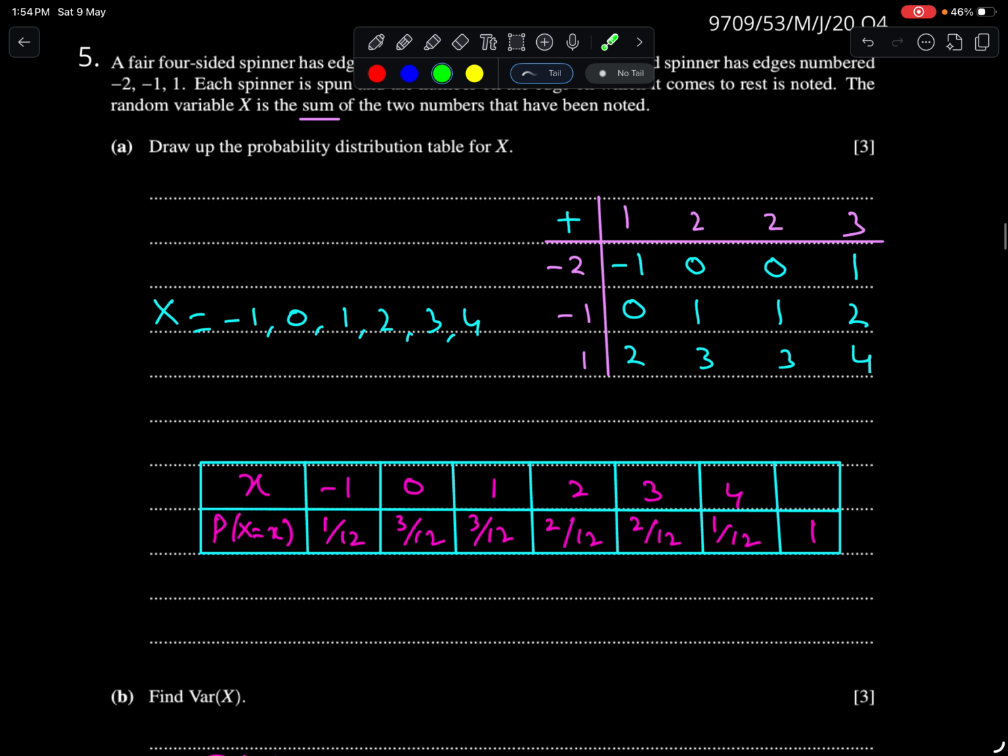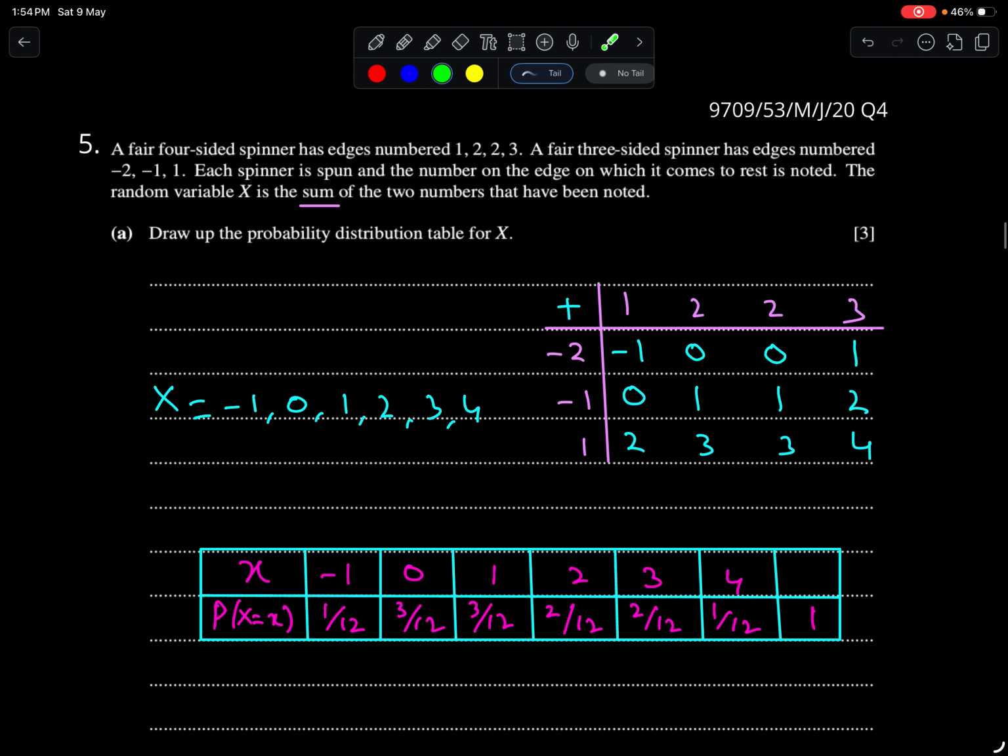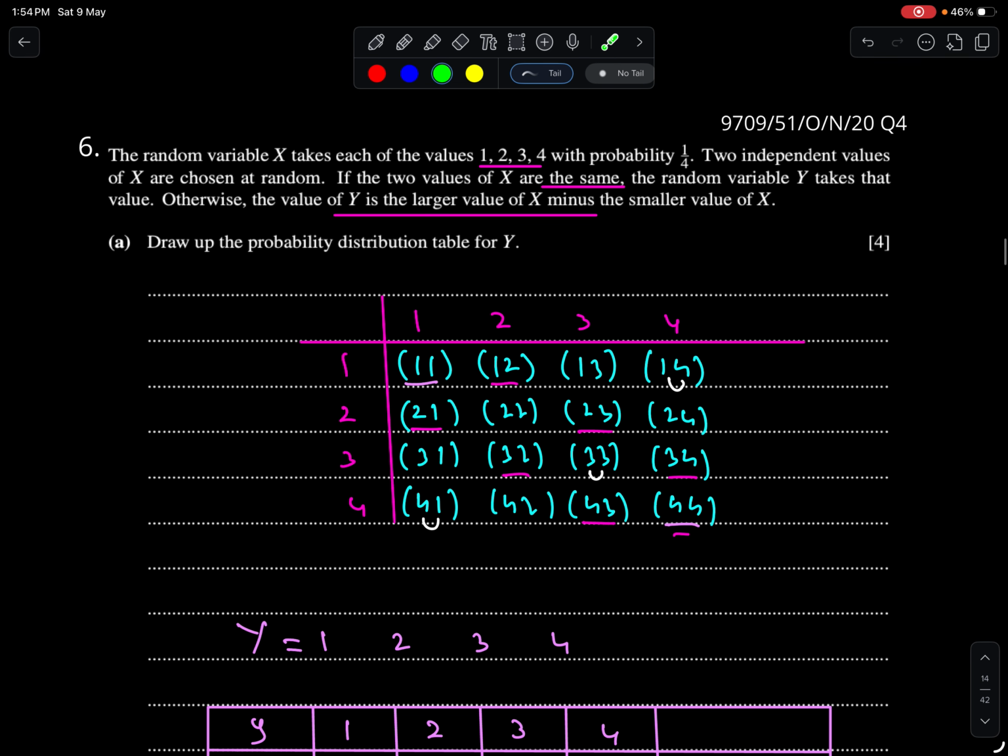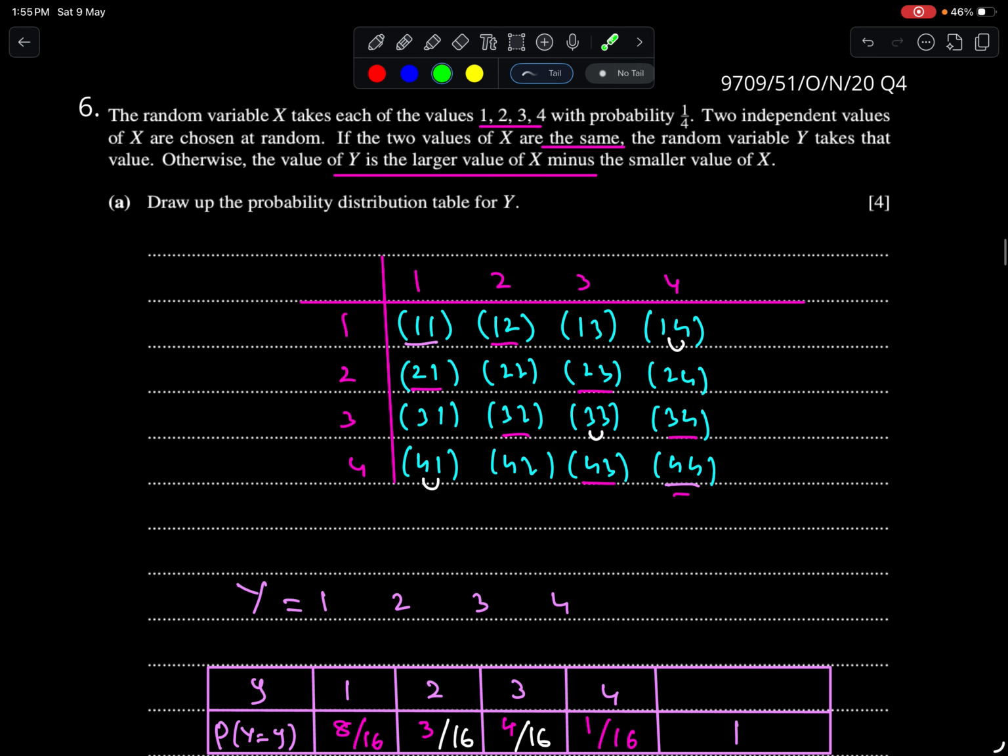This is another possibility space. Okay, let me discuss this as the last question of this chapter. Now X is the sum of the two numbers. Just take the sum. So these are the possible values of X: -1, 0 and so on. And probabilities are very simple. -1 is once out of 4, 3s are 12. And you can easily get mean and variance. This question is extremely important. Fortunately, I've got this question.